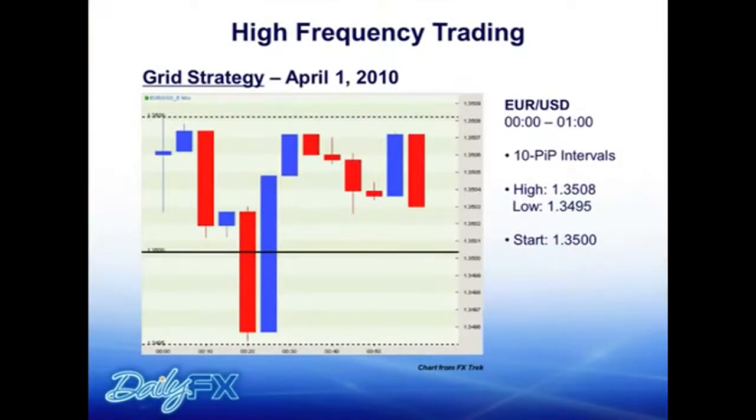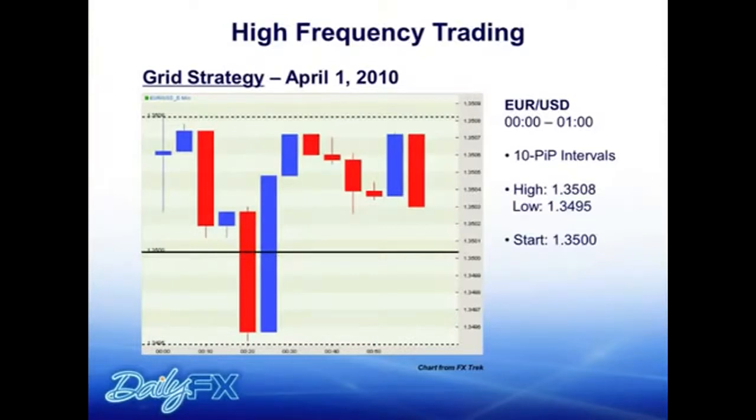So first thing I'll do is I'll set 10 pip intervals, because we saw the high right around, and this is within the first hour of trading. We see that the high is at 135.08, and the low is at 134.95. So it's really holding a tight range right now.